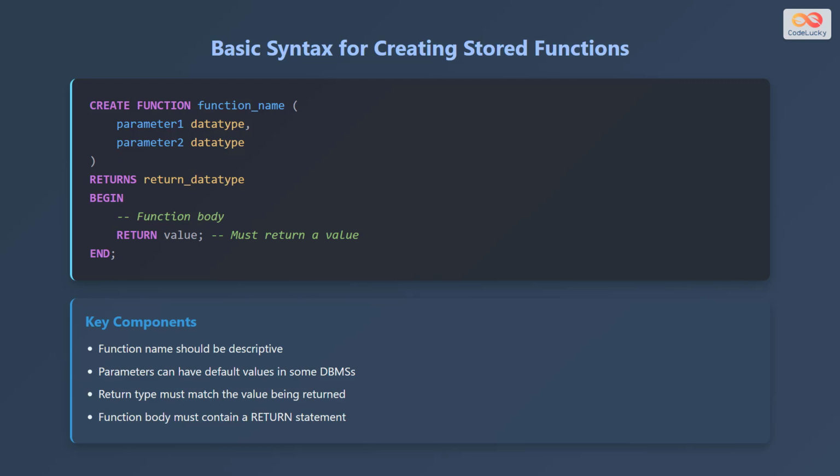Here are some key components to keep in mind. The function name should be descriptive, clearly indicating the function's purpose. Parameters can have default values in some database management systems, allowing for more flexible function calls. The return type must match the value being returned by the function, ensuring data consistency. The function body must contain a return statement to provide the output value.